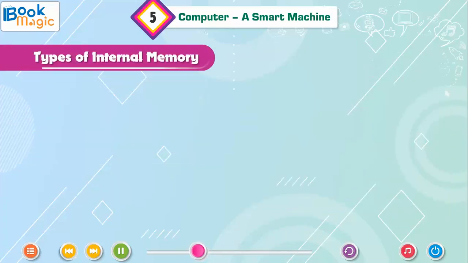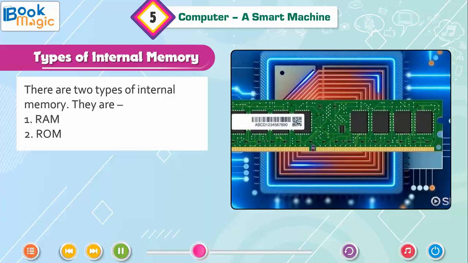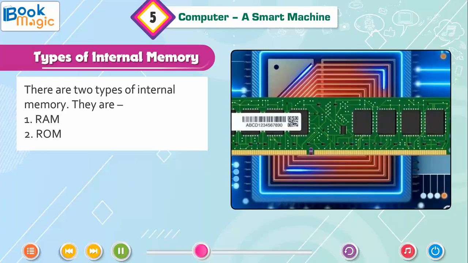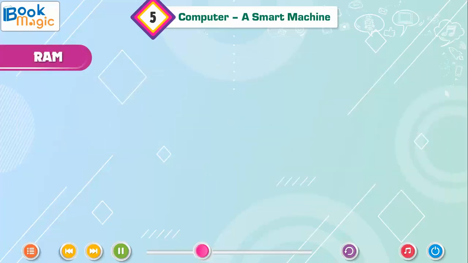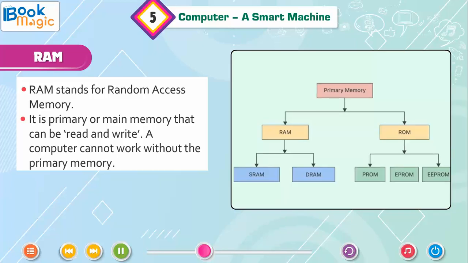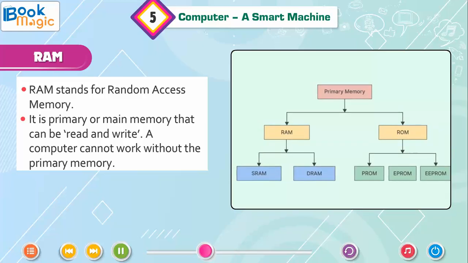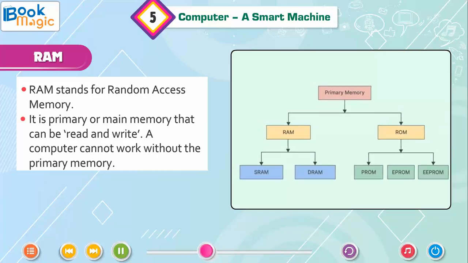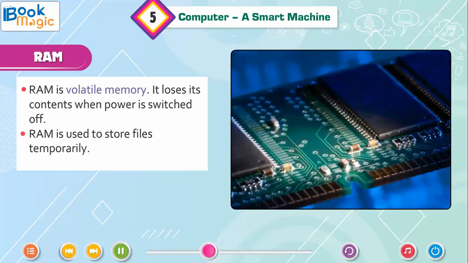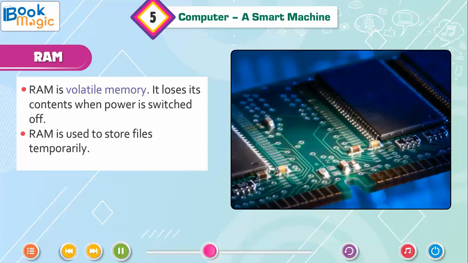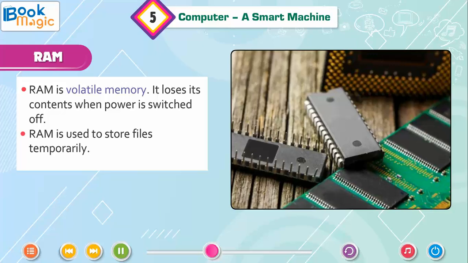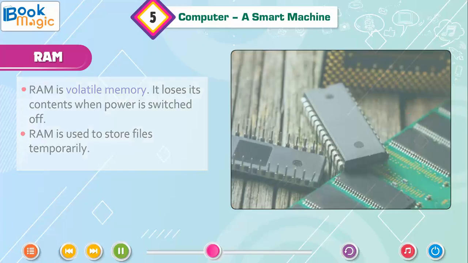Types of internal memory. There are two types of internal memory. They are 1. RAM, 2. ROM. RAM. RAM stands for Random Access Memory. It is primary or main memory that can be read and written. A computer cannot work without the primary memory. RAM is volatile memory. It loses its contents when power is switched off. RAM is used to store files temporarily.